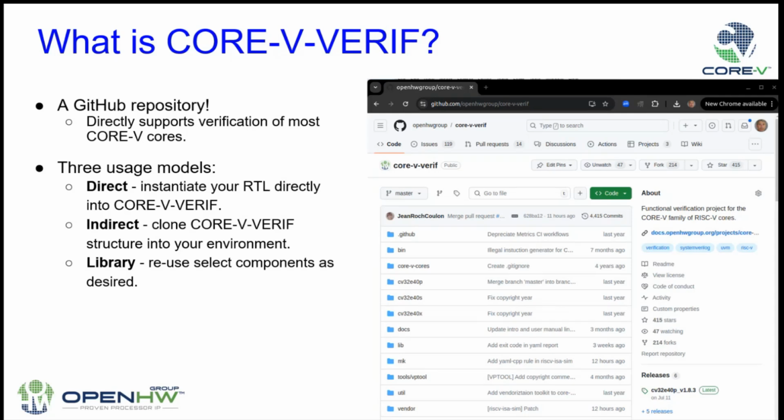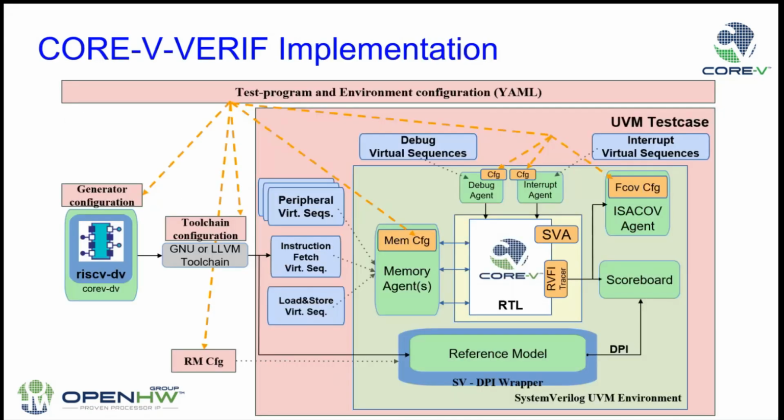and off you go. You can use it indirectly, where you clone it into your repository and make repository specific modifications. And then there's just using the library. There's a large number of reusable components in there, UVM agents, functional coverage. You can just reuse those as components from a library if you choose to. I'm not going to go into this in too great detail. I'm going to point out a couple of things though.